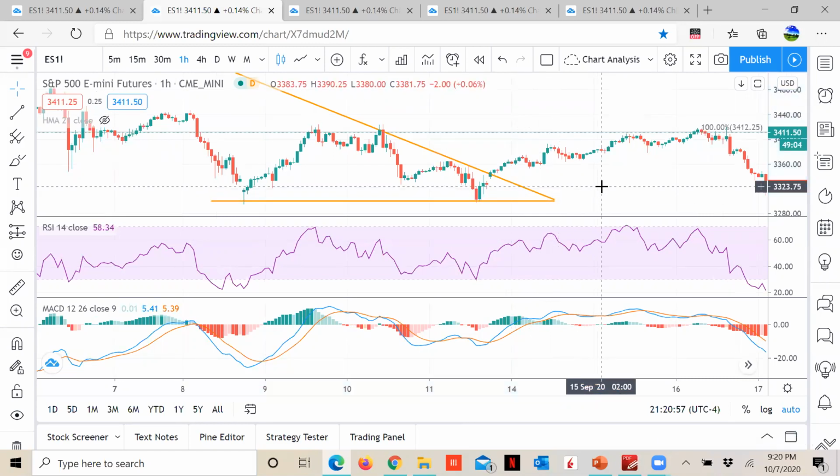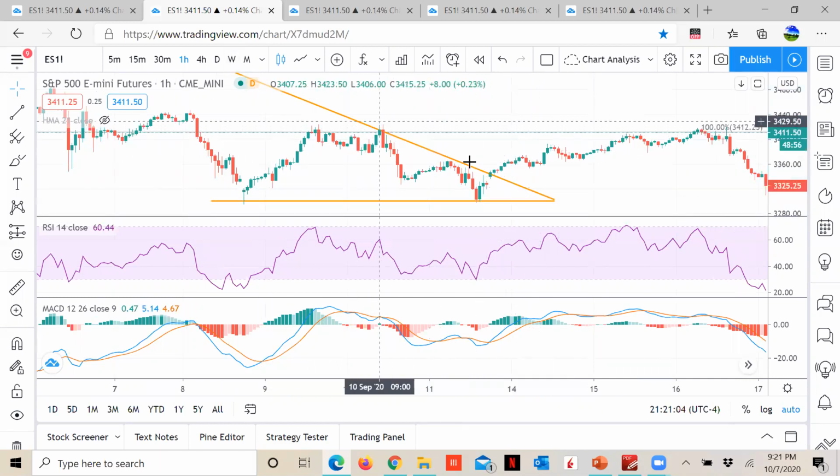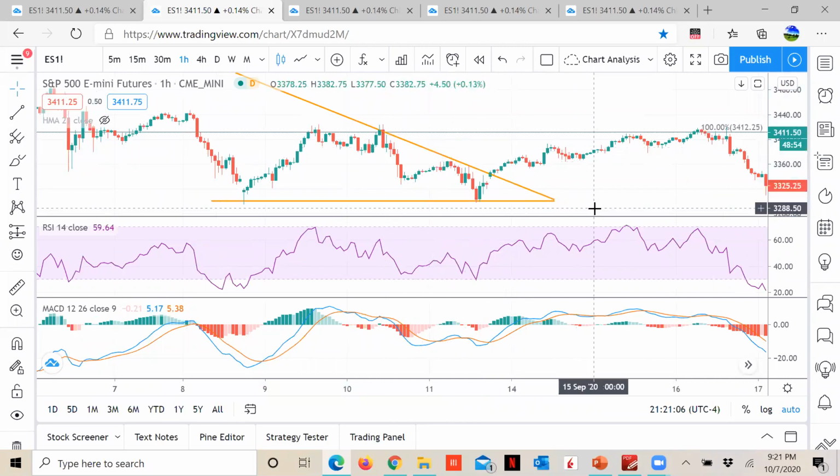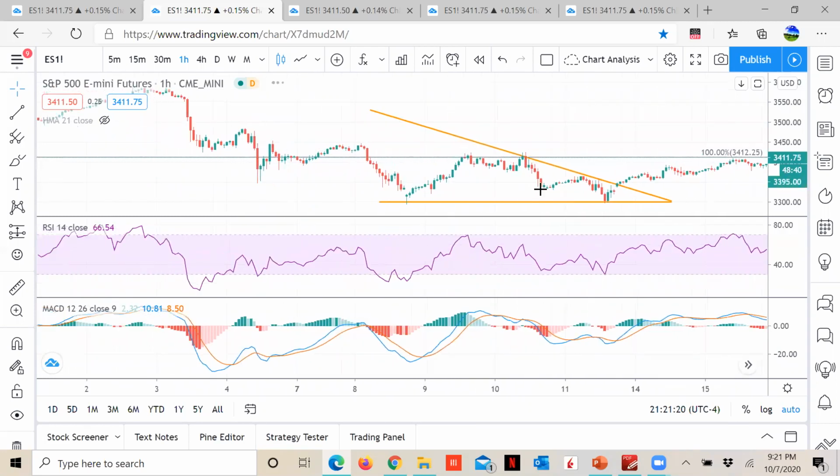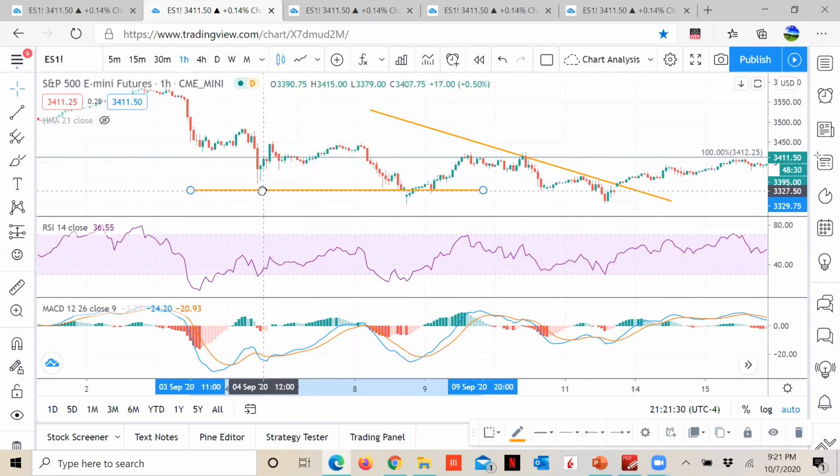So it's basically connecting the lows on the horizontal line and the diagonal on the upper trend line. So this is actually not a good example, because here it didn't. Actually the best example would have been if I drew it somewhat back here.